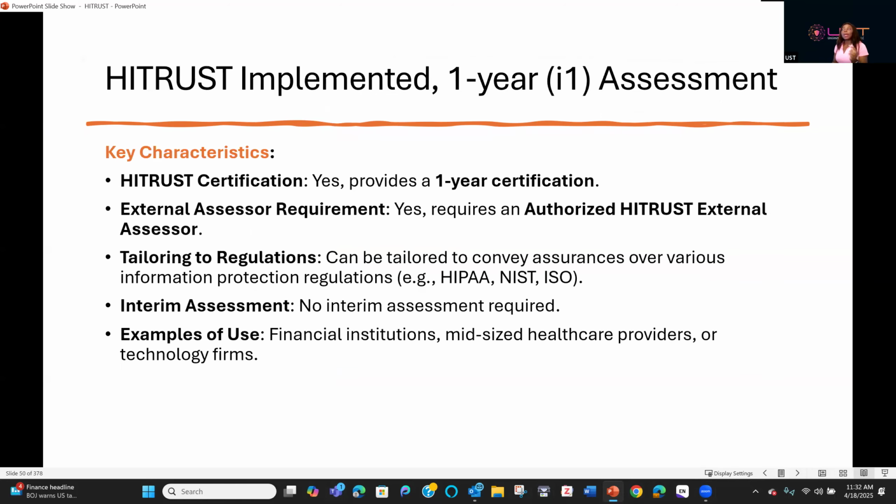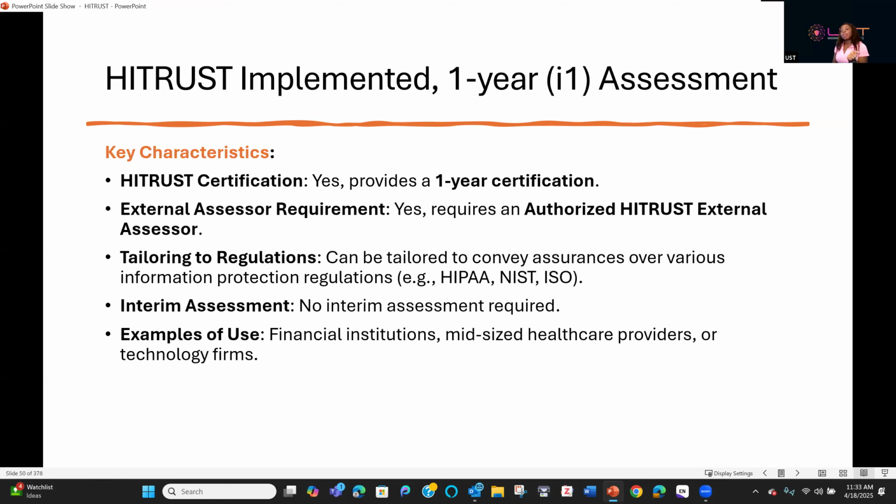HITRUST implemented, then we have the I1 assessment also. It says that first, as we've covered, it will last for just a year, a 1 year certification. Does it also require an external assessor? Yes, it does require an external assessor that needs to be authorized or approved by HITRUST. Can we also tailor this control to align with other authoritative sources or frameworks? Yes, it can be tailored to convey assurance over various information protection regulations like HIPAA, NIST, as well as ISO.